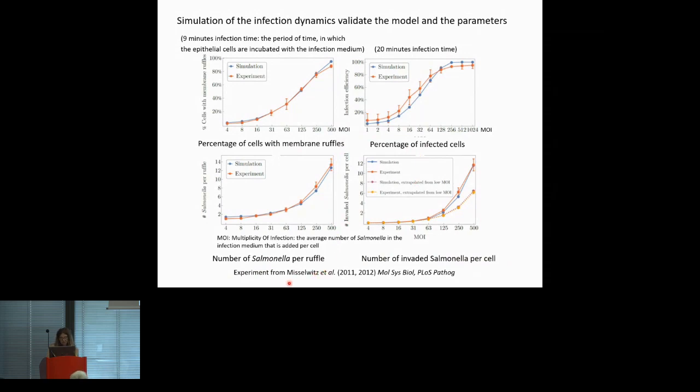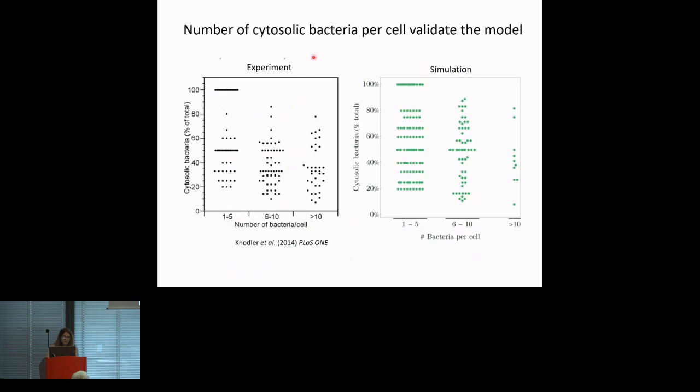The experimental data we took from Misselwitz and co-workers. So the same we did for the number of cytosolic bacteria per cell, and we have here also a nice agreement of experiment and simulation. So we have here the number of bacteria, 1 to 5, 6 to 10, and greater 10. And here we have in percentage the cytosolic salmonella.